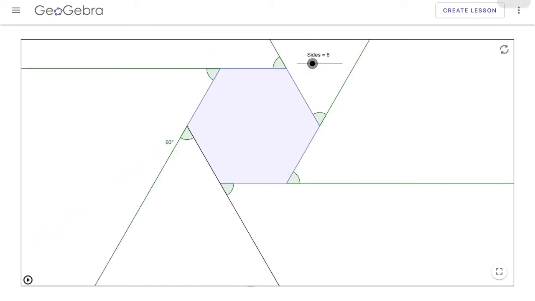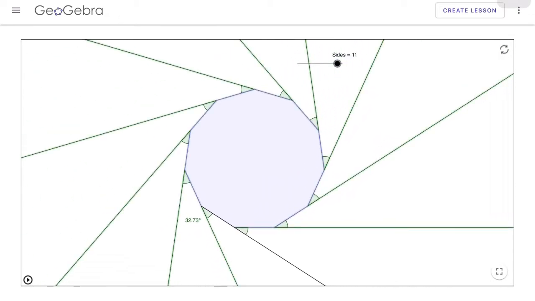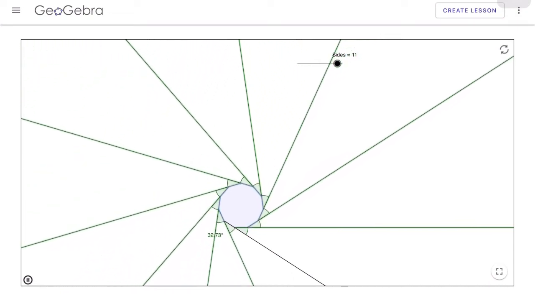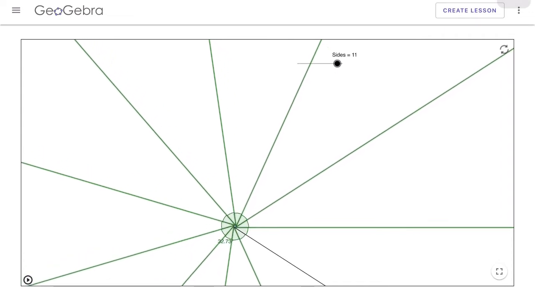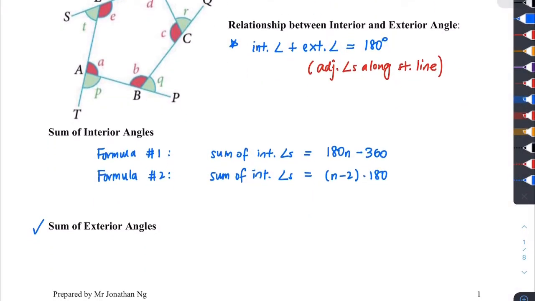Now let's move on to something a bit more bizarre, maybe a shape with 11 sides. Let's see how much all the exterior angles combine to. They combine to one circle, as you can see. So the sum of all your exterior angles is equal to 360 degrees. It's a fixed value regardless of the shape. This is one of the properties that does not change regardless of shape. So for every polygon, the exterior angles add up to 360 degrees. So you have your sum of interior angles and you have your sum of exterior angles.